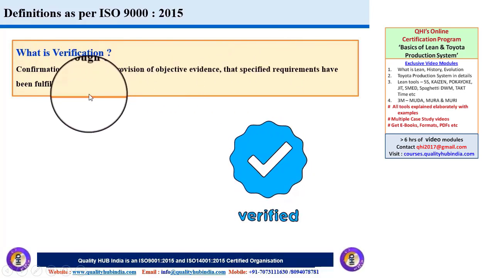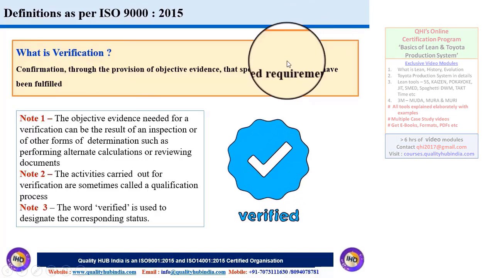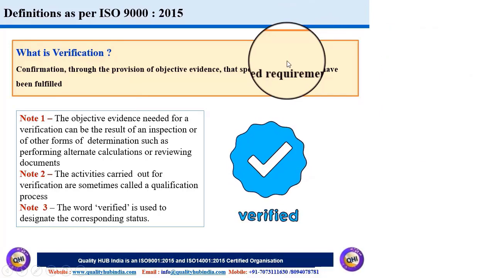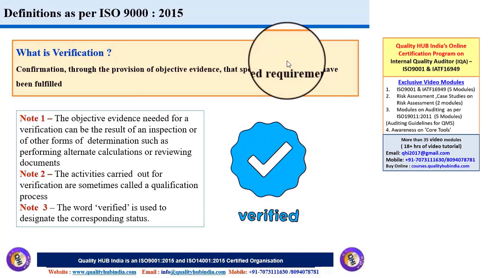For example, the customer is asking for certain dimensions, certain specifications which might have some tolerance. So if you are going to fulfill all those requirements, the means you have used to fulfill those requirements would be called verification. And to fulfill the requirement, you might be conducting some inspection or you might be doing some qualification process. So this would be part of the verification program.